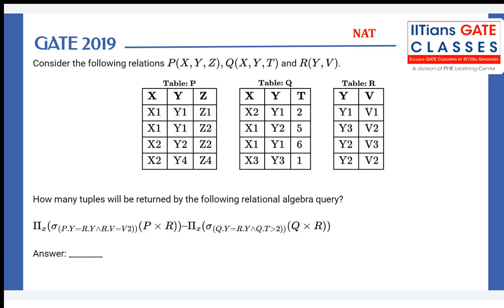My suggestion will be to always do it this way: you write the tuples first of all, take this relation and see what is the output you get. Take this relation, see what is the output you get. You will get the answer.